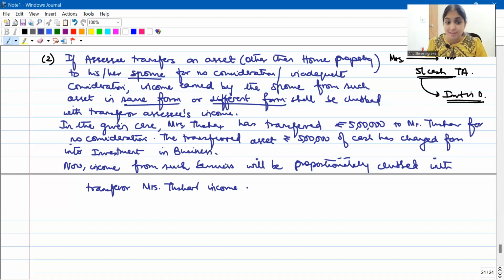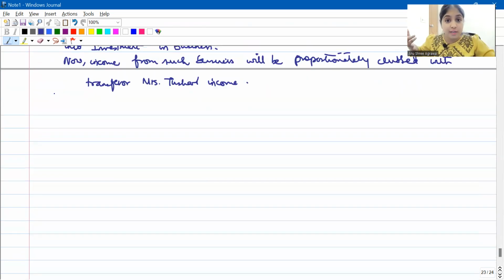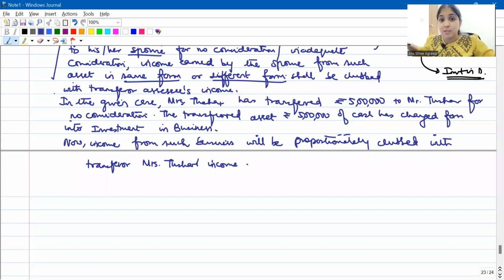You've written quite a lot. We first wrote down the provision, guys. I am transferring an asset to my spouse, with no consideration or inadequate consideration. Now whatever income my spouse earns from this asset, in the same form or a different form, will be clubbed with my income. Then I simply applied that provision in this case. Mrs. Tushar has transferred cash to Mr. Tushar for no consideration. And what did Mr. Tushar do with the money? He changed its form into investment in business. Now, from this investment in business, whatever income we get, proportionately it will be clubbed.